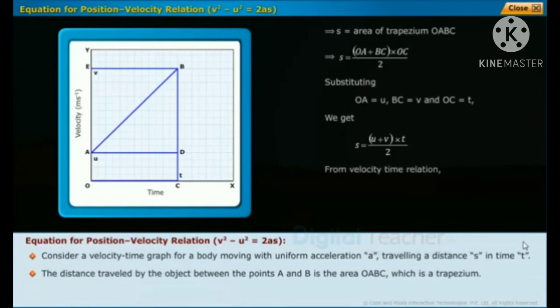From velocity-time relation, T equals V minus U by A. Therefore, S equals U plus V into V minus U by 2A, which equals V square minus U square by 2A. Hence, V square minus U square equals 2as.